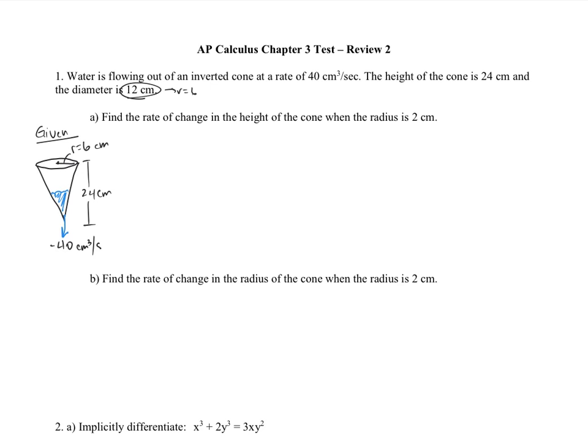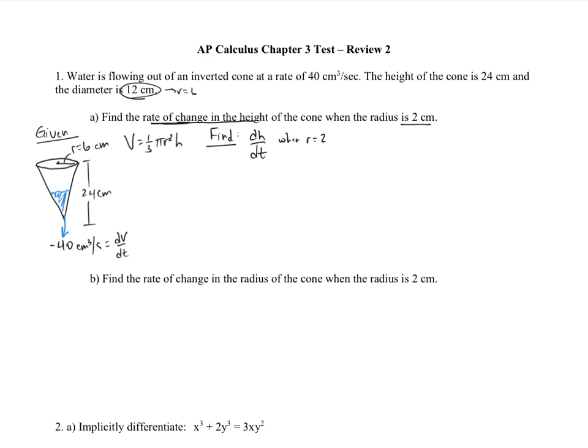So these are all my givens. I'm also given something else that I should know, and that's the volume of a cone, which is 1/3 pi r squared h. Now, what value is this? Negative 40 cubic centimeters. This is a change in volume, so this is my dV/dt. Okay, so in this first problem, it's asking us to find the change in height of the cone. So we need to find dh/dt when the radius is 2 centimeters.